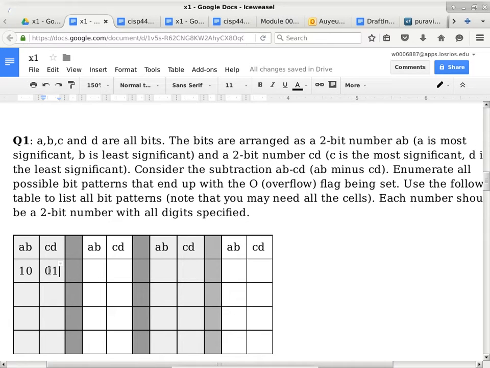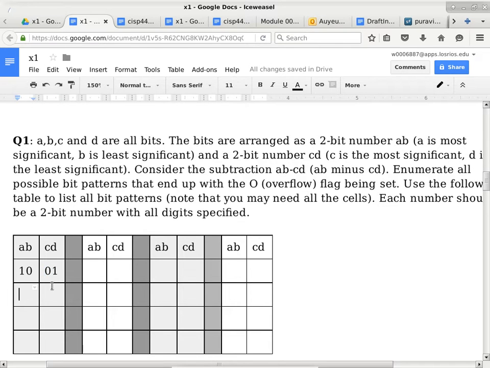But if you think about it from the sign perspective, we have a negative number and we are subtracting a non-negative value from it. But the result is going to be what? 1, 0 minus 0, 1 is 0, 1, which is non-negative. So you subtract a non-negative value from a negative value, and you end up with a non-negative value. Overflow is set because the sign of the result does not make any sense. Is that okay? All right.